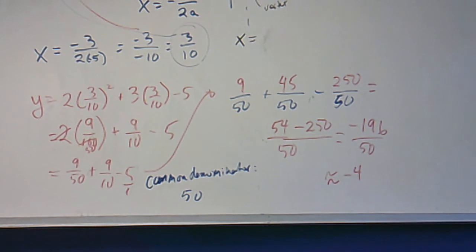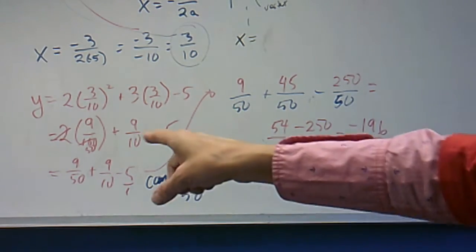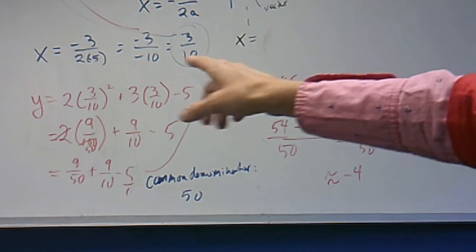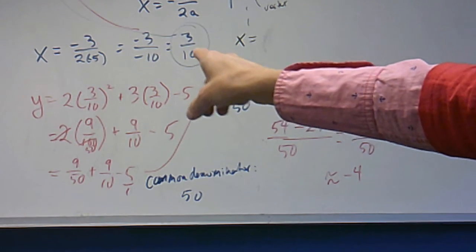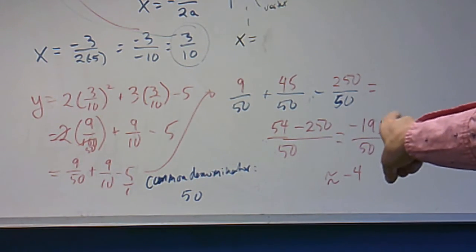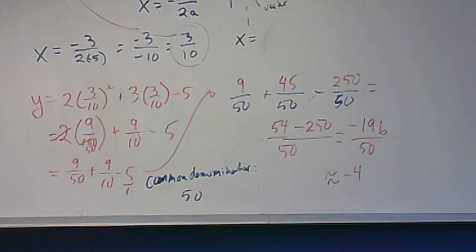Okay? So if we had this equation, let's zoom out again. You can make this into decimals. 3/10 and negative 196 50ths, which reduces to negative 98 25ths. You're welcome. It's approximately negative 4. We're going to widen out again.